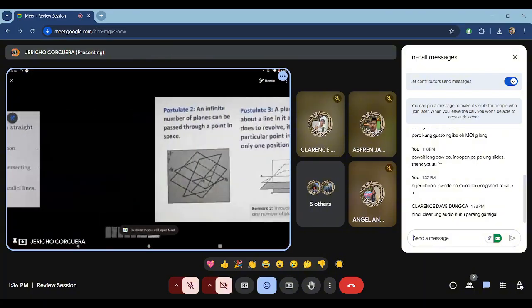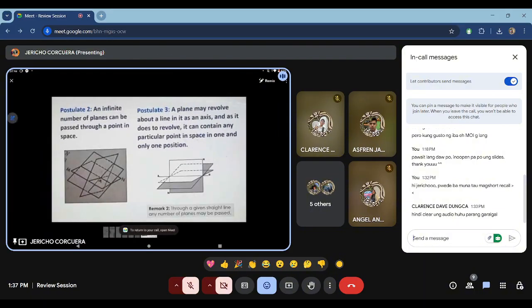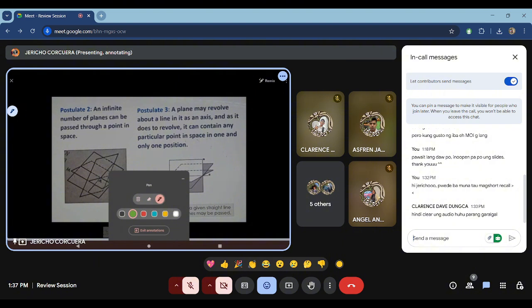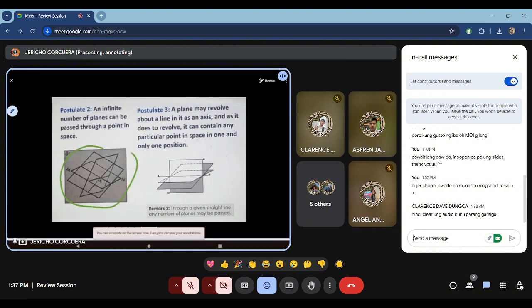Let's continue. So this is another one, postulate 2, that an infinite number of planes can be passed through a point in space. So yung infinite number of planes, magpa-pass through siya sa isang point. If you can see what's on the figure here, marami siyang plane, right? Ayan yung maraming plane. And ito yung nag-iisang point na yan. It passes through 1 point in a plane.